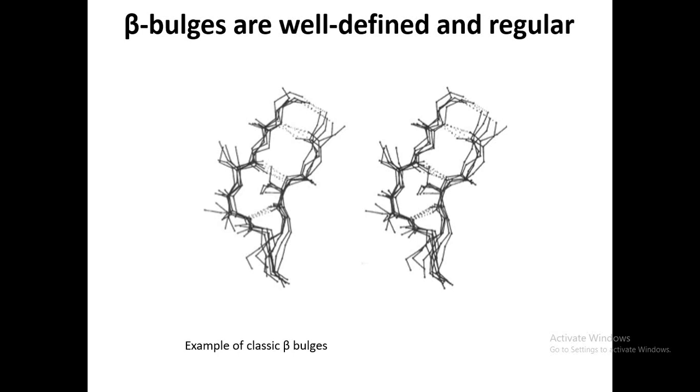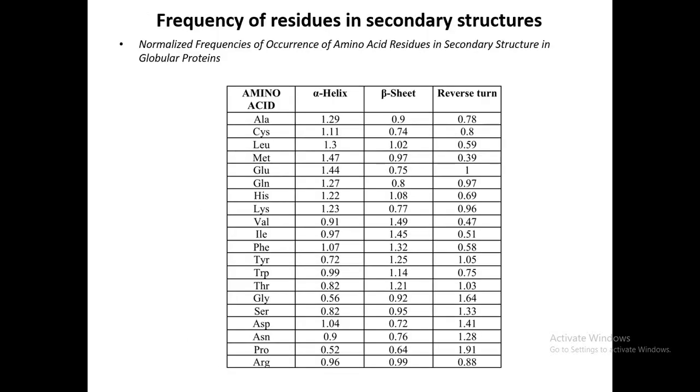And secondary structures are repetitive, reoccurring patterns that the protein polypeptide chain exhibits. So they can be beta bulge, they can be loop, they can be turns, they can be beta sheets, they can be alpha helix, and they can be beta strand.